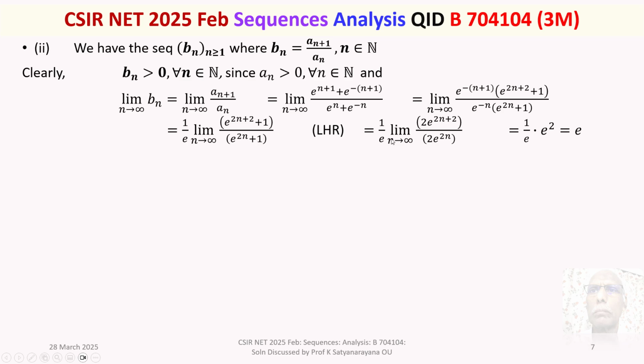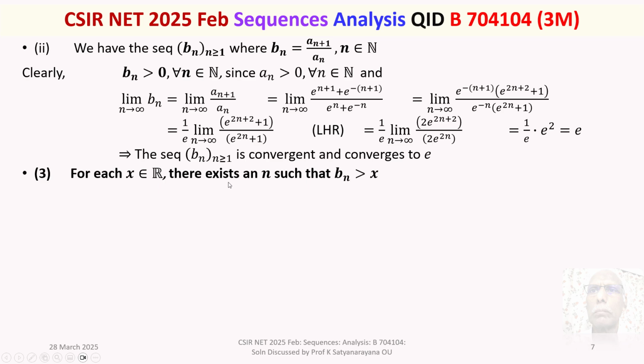So that will be 1 by e into limit n tends to infinity of the derivative of the numerator, 2e^(2n+2), by the derivative of the denominator, 2e^(2n). After cancellation, we get 1 by e into e squared, that is equal to e. That means the sequence b_n is convergent and converges to e. So the sequence b_n is convergent and converges to e.